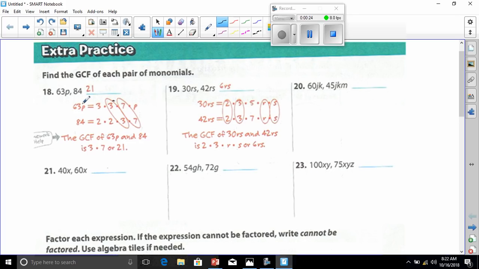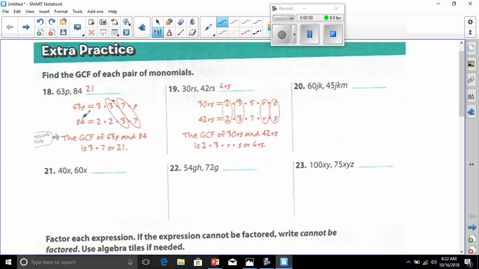We break down 63p. Well, what goes into 63? It ends in 3, and it has a 6 in it. So I know 3 goes into both 6 and 3, so I'm going to divide it by 3 first. Well, 63 divided by 3 gives me 21, and I know 7 times 3 gives me 21. So I'll also factor 3 and 7, and then, of course, I have the p left over. I can't break it down any more than that, so now I've got to go to the 84.